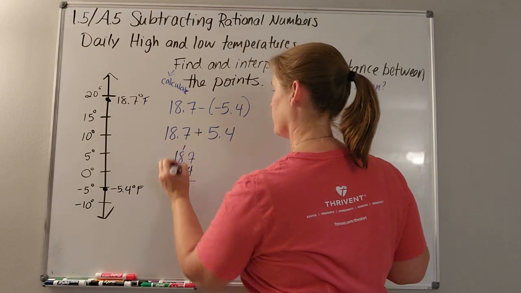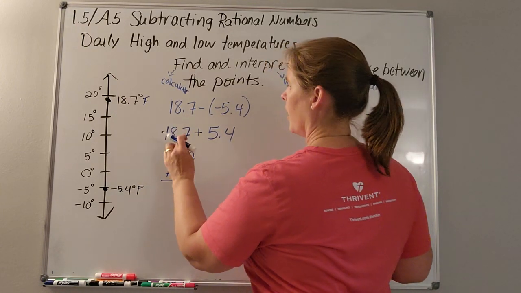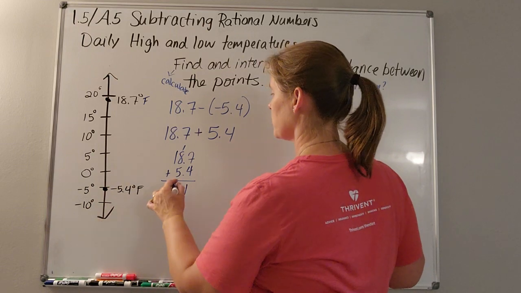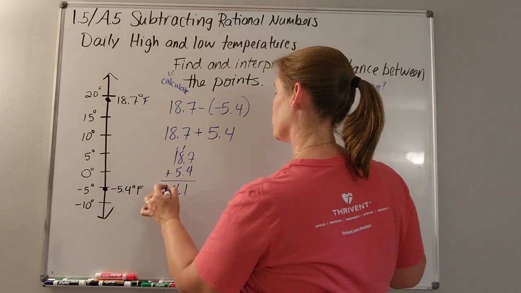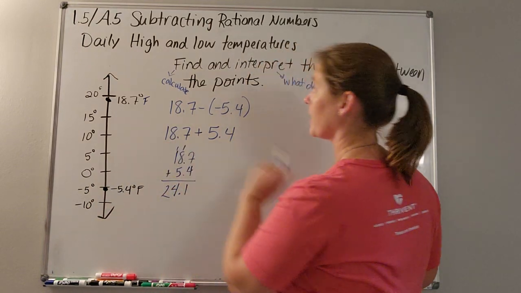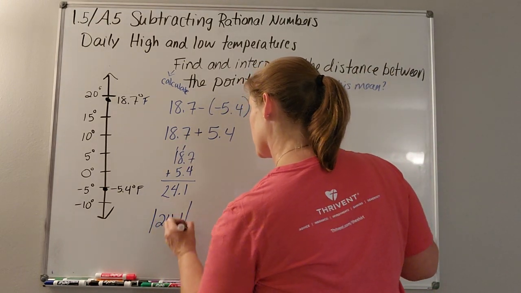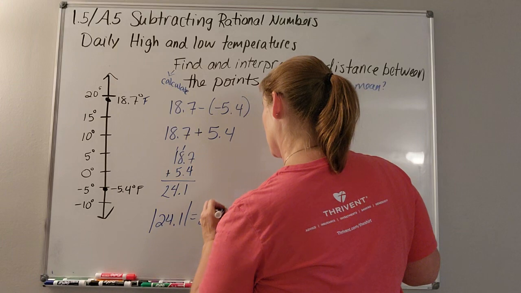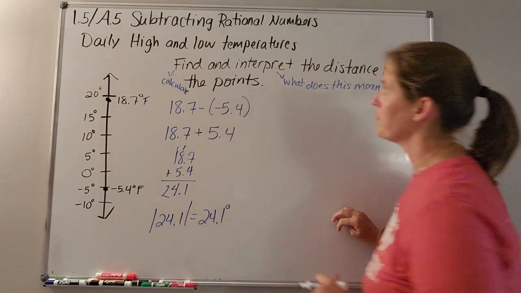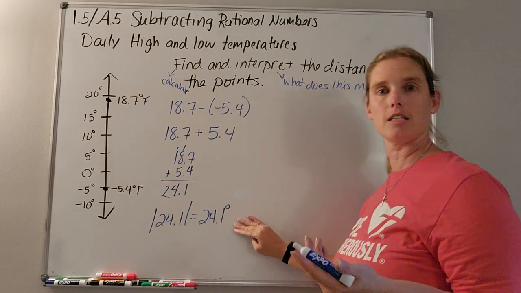Make sure your decimal points are lined up. 7 plus 4 is 11. Had a lot of those today. 1 plus 8 is 9, plus 5 is 14. Carry the 1, 24. And it's going to stay positive. It's a distance, but we're going to confirm that by officially taking the absolute value and saying 24.1 degrees. That's the distance between the points.